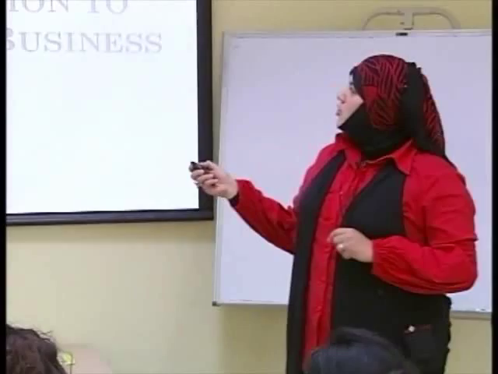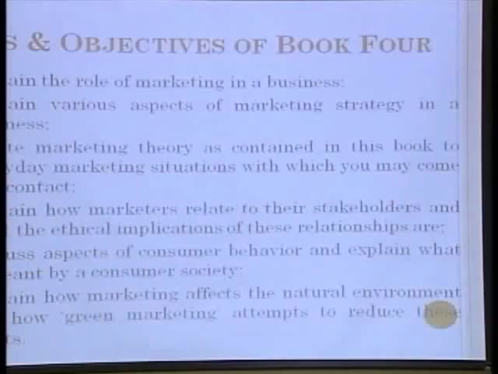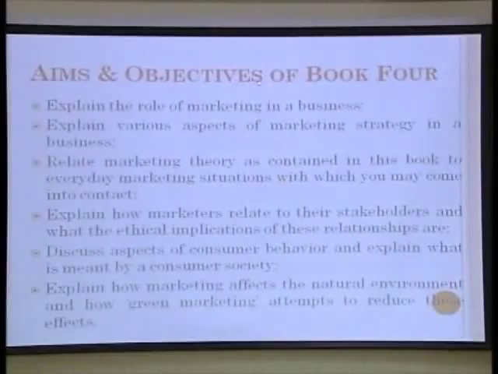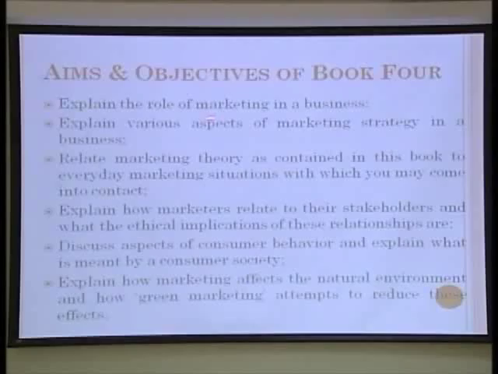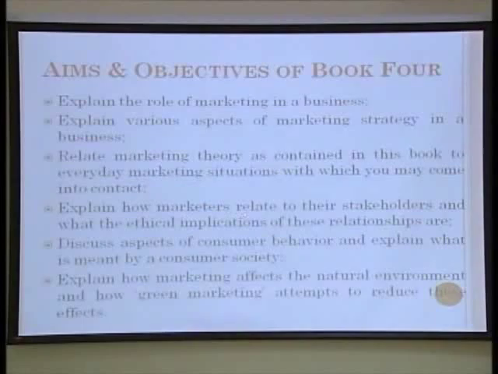Book four, an introduction to marketing in business. Aims and objectives of book four. Explain the role of marketing in a business. Explain various aspects of marketing strategy in a business. Relate marketing theory as contained in this book to everyday marketing situations with which you may come into contact. Explain how marketers relate to their stakeholders and what the ethical implications of these relationships are. Discuss aspects of consumer behavior and explain what is meant by a consumer society. Explain how marketing affects the natural environment and how green marketing attempts to reduce these effects. These are the aims and objectives of book four.